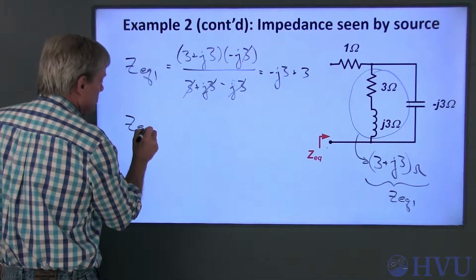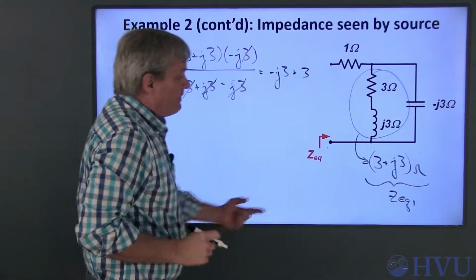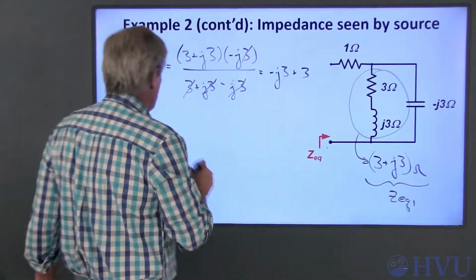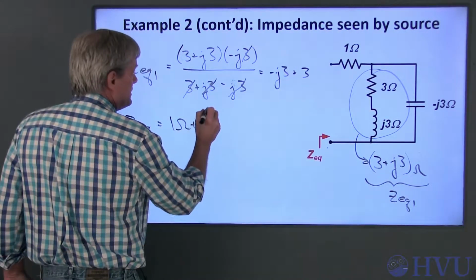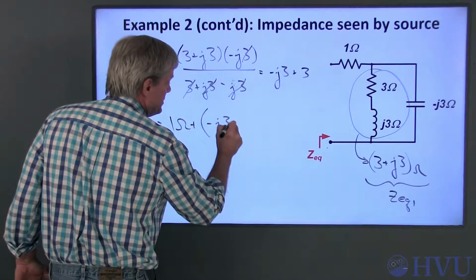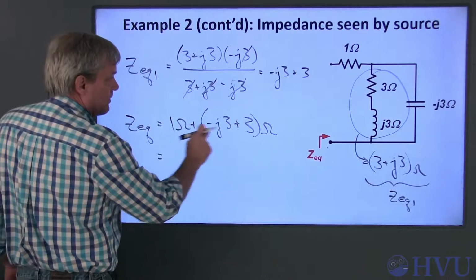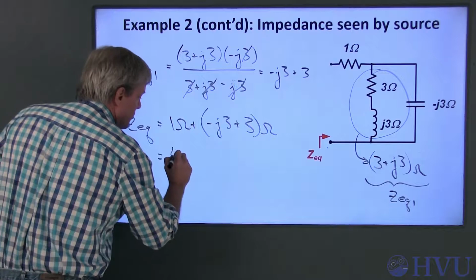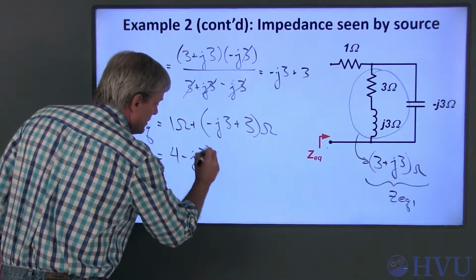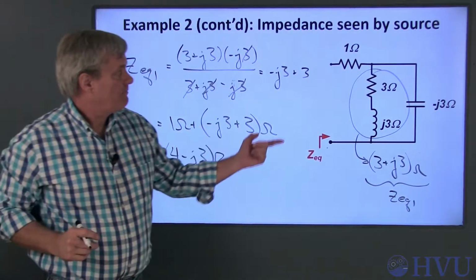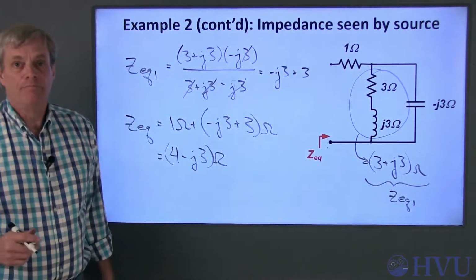Now ZEQ, this entire impedance is in series with this 1 ohm resistor, so that's 1 ohm plus ZEQ1, which is minus J3 plus 3 ohms. This is 1 plus 3, which is 4, minus J3 ohms. Now let's use that impedance to find the current into this network.